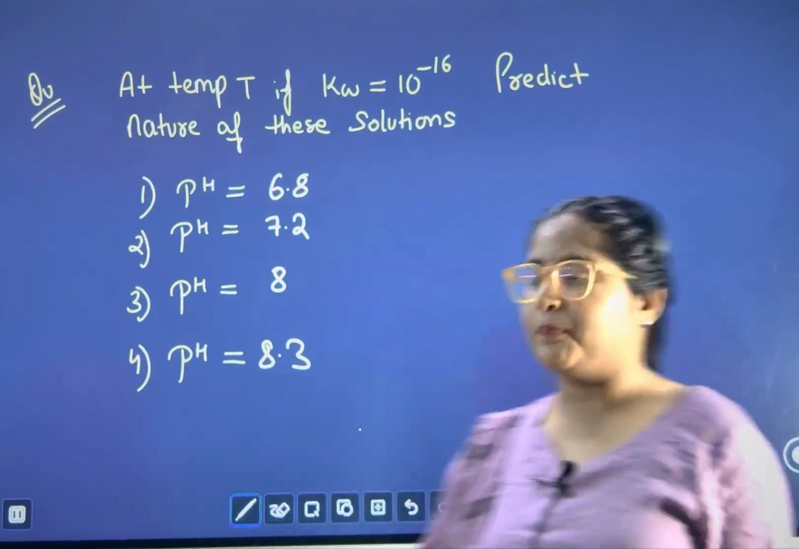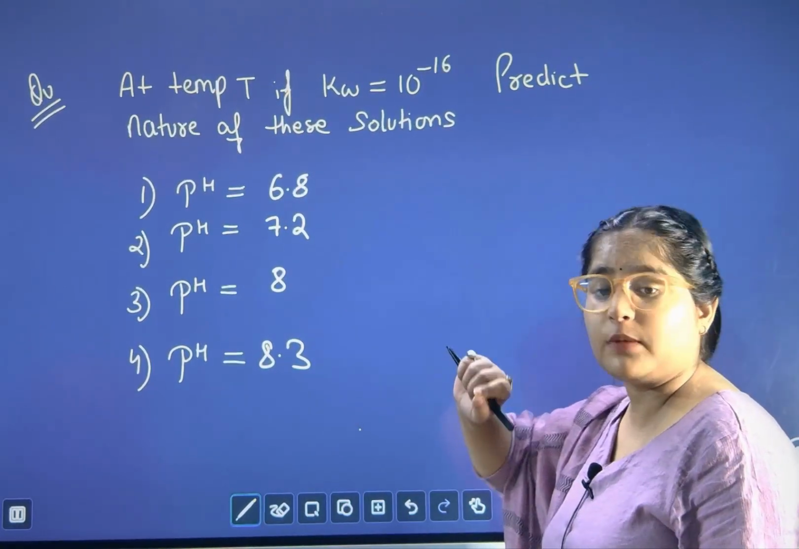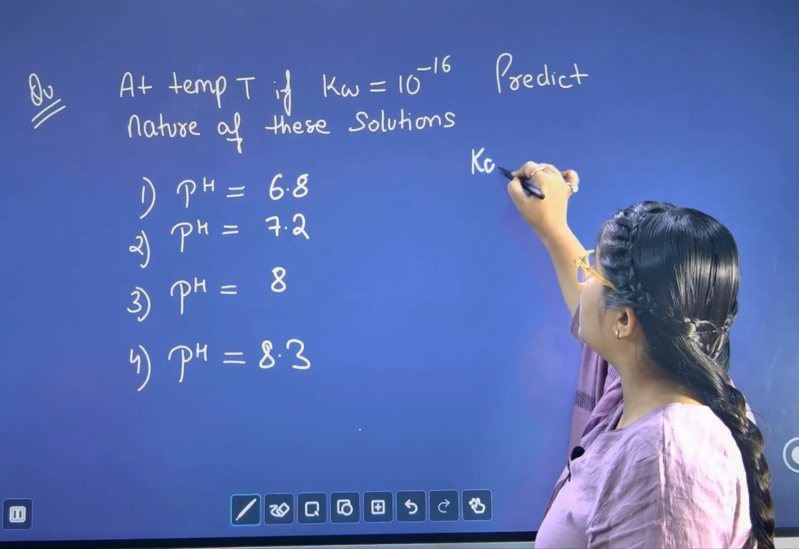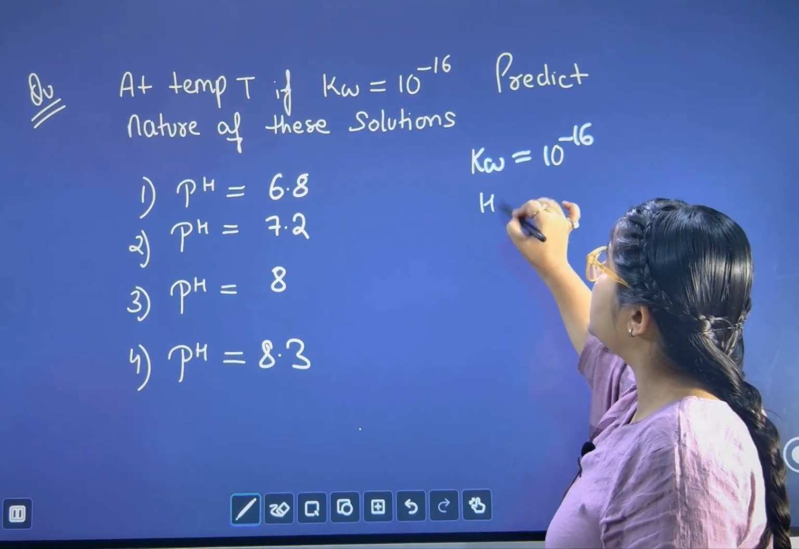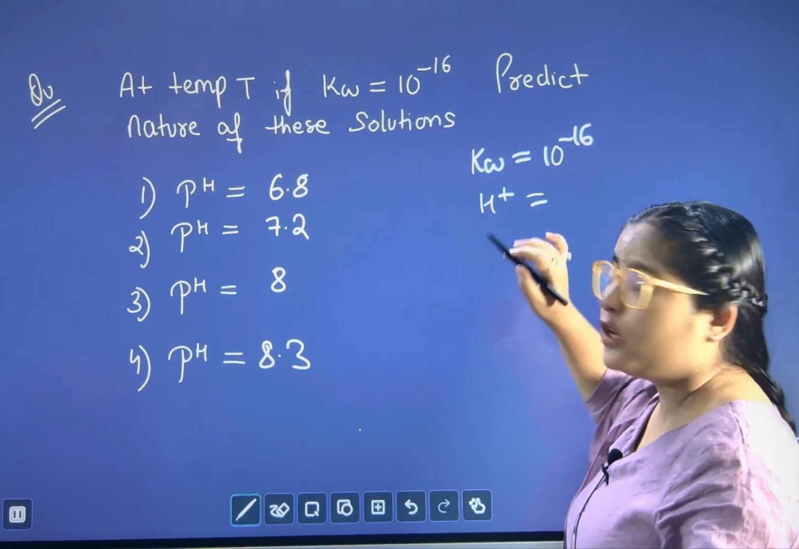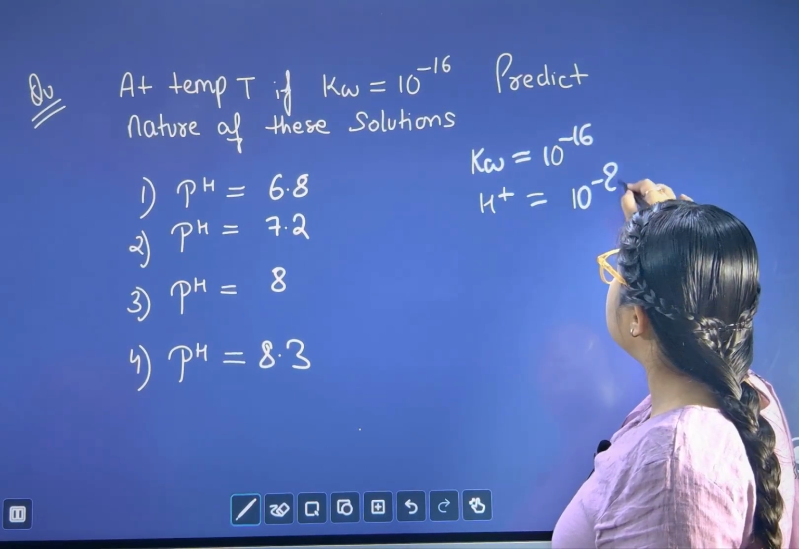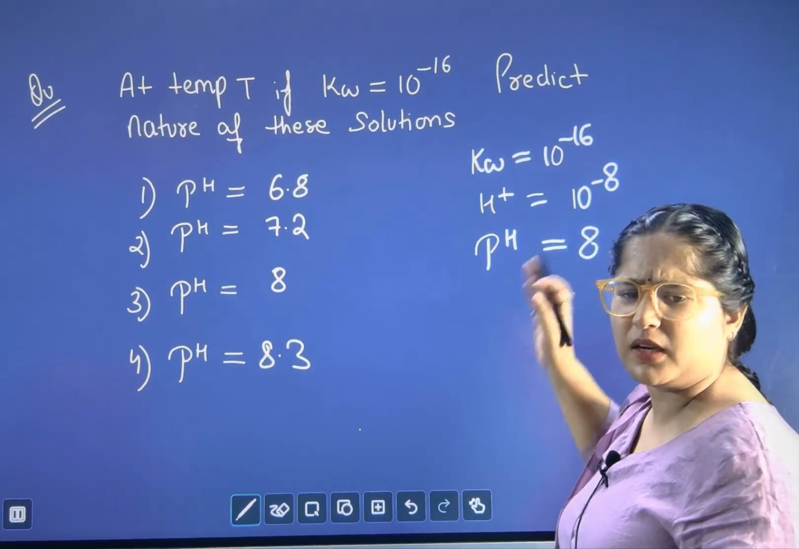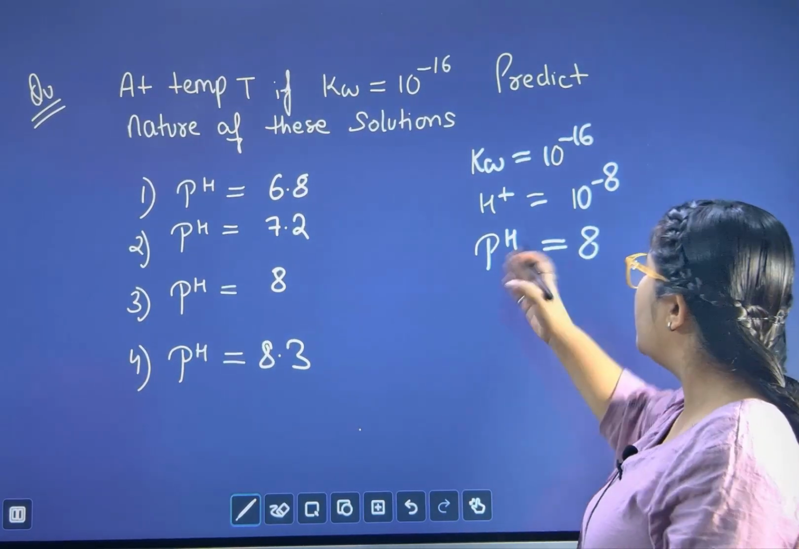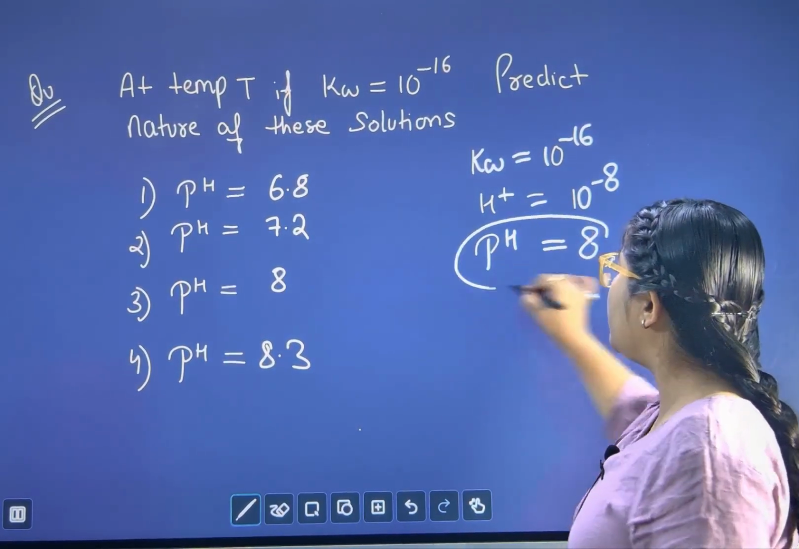Okay, now let us solve one more question on this concept. So do it quickly. Kw is equal to 10 to the power minus 16. So I can write down here Kw equal to 10 to the power minus 16. So what will be H ion here? H ion squared equals that, so it will become 10 to the power minus 8. So directly I can say pH will be equal to 8. You will not use the formula minus log H ion for this simple question. pH directly 8. So 8 is our neutral point.